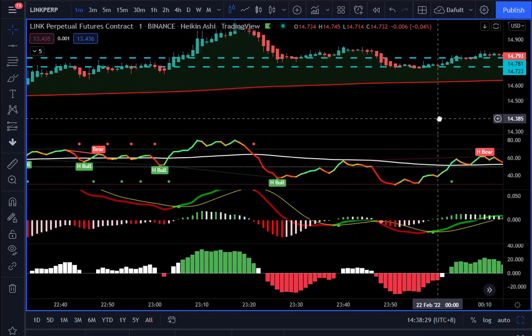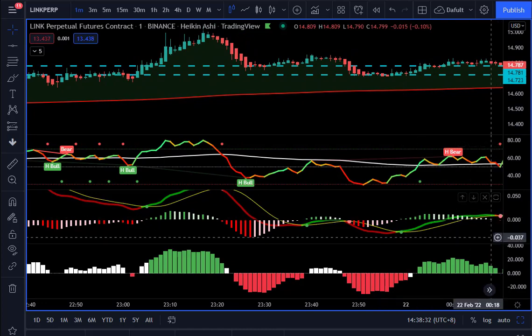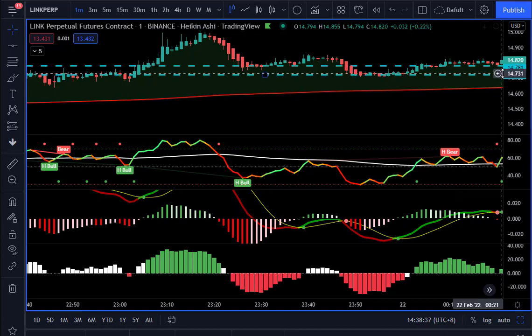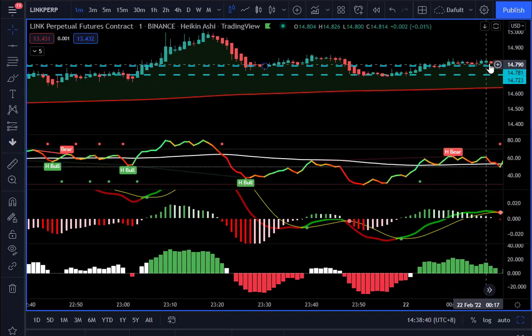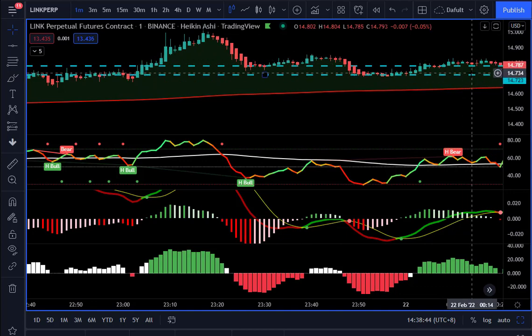Let's wait it out until it crosses, which is somewhere here. You see there's a little red crossover over here. So we can close somewhere here also, but either way you still make money, not lose money. This is what I do.